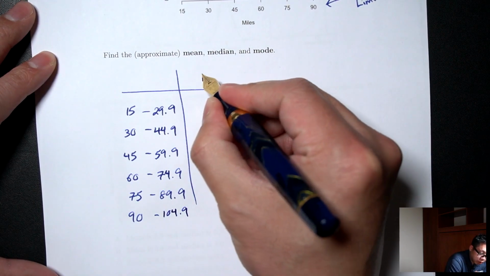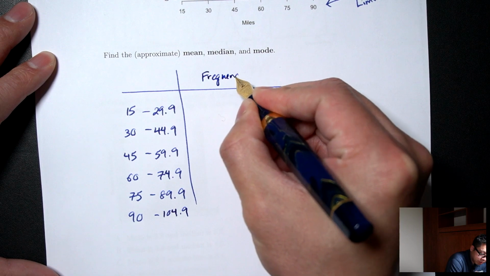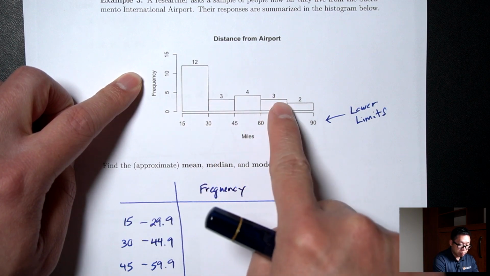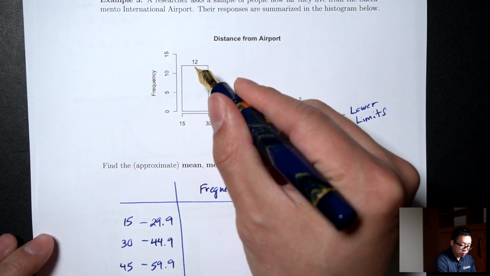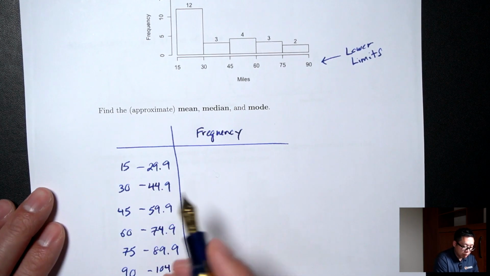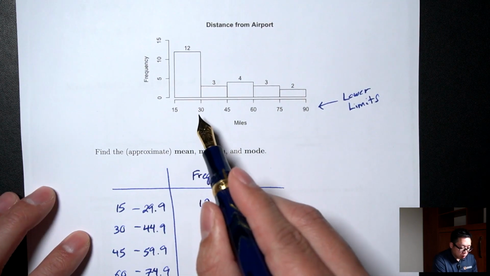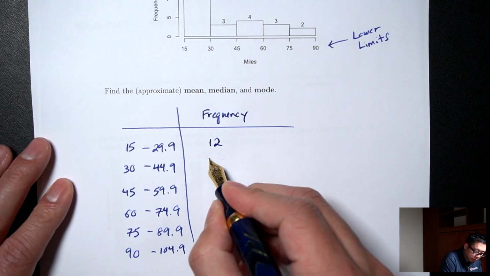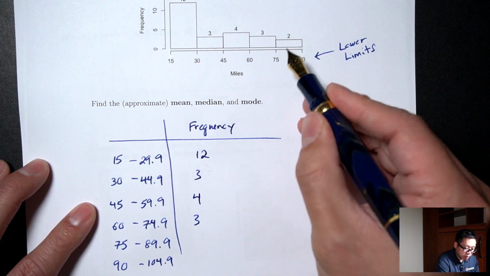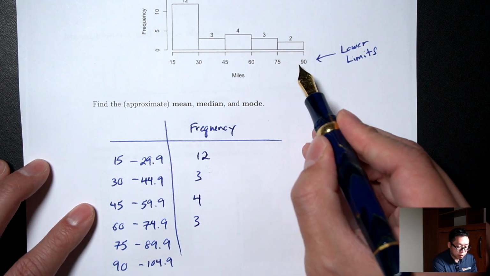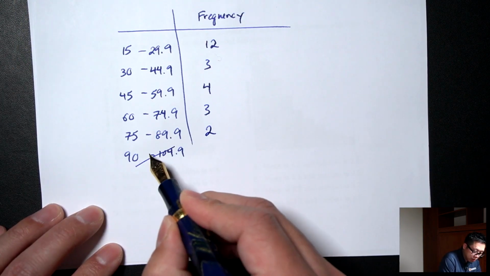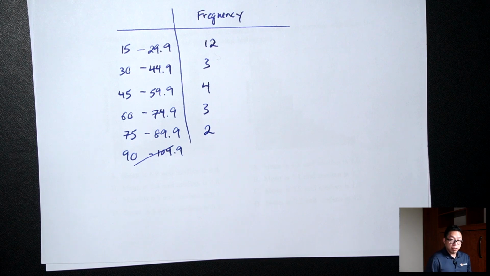And now the frequencies. This is a frequency histogram, which means the heights of the bars are the actual frequencies. 12 is the frequency for 15 to just before 30. So 15 to 29.9, frequency is 12. 30 to just before 45, frequency is 3. Then 4, 3, and then finally 2 is the frequency for 75 to just before 90. That's 2. And then, like I said, we didn't actually need this one anyway. And that's a frequency table.